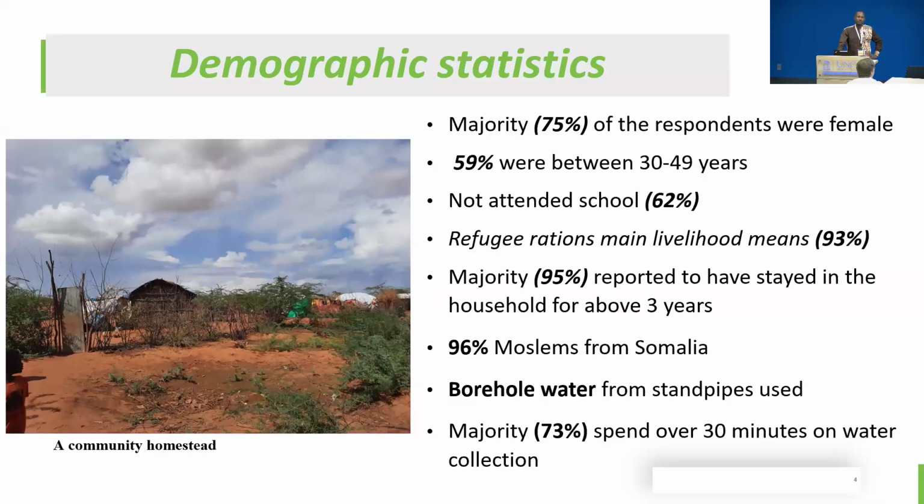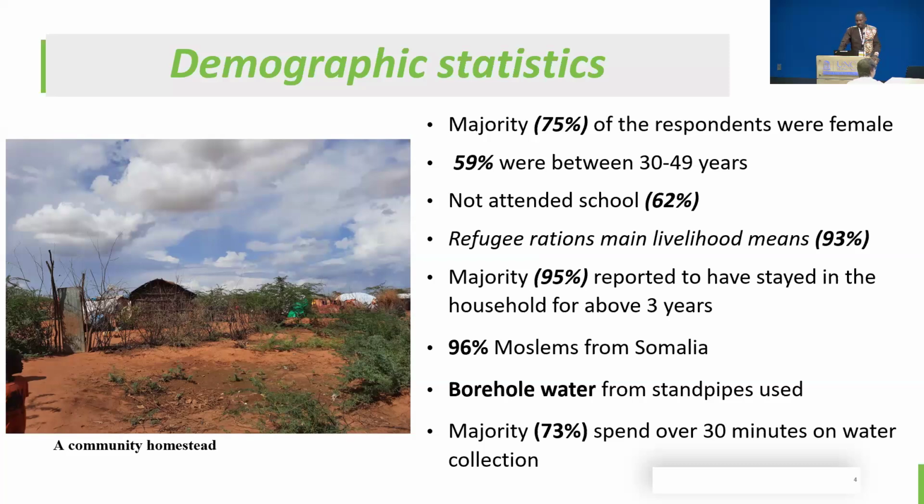In terms of demographics, the majority of the study respondents were female, and we are looking at a sample of 300 respondents. I'll tell you more about that. 59 were between 30 and 45 years, and most of them had never had formal education. They largely depend on humanitarian rations or services for their basic well-being.